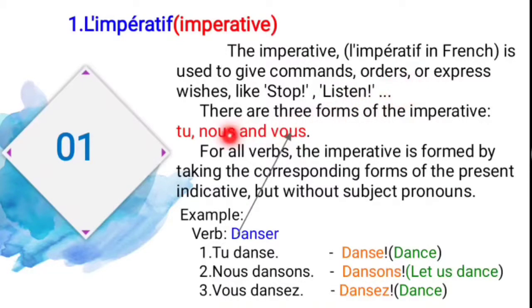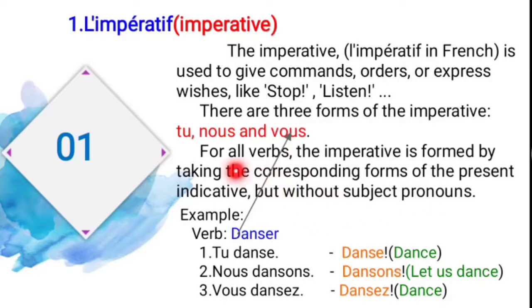And how many forms are there in imperative? There are 3 forms of the imperative sentence. You can use these 3 subjects only. What are the 3 subjects? Tu, nous and vous. And for all the verbs, the imperative is formed by taking the corresponding forms of the present indicative but without subject pronouns.